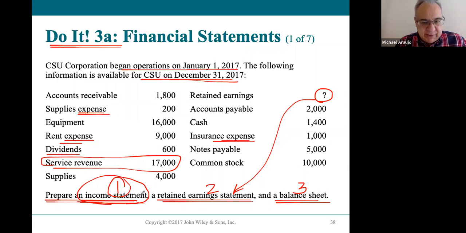Like I said, all these companies are very happy. They're very, very profitable. Thus, you use that profit along with the dividends account to prepare the retained earnings statement. Then after that, your balance sheet. You have to identify the asset accounts.